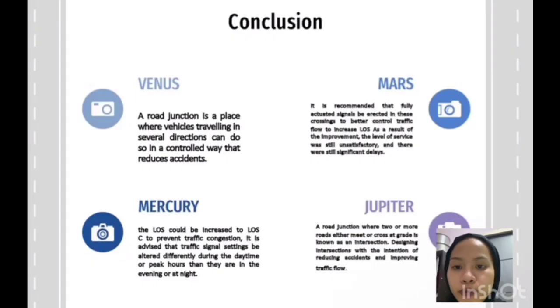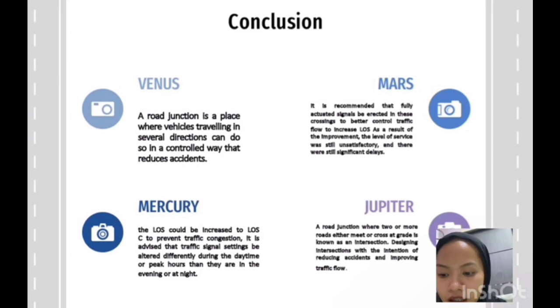Last but not least, for our conclusion, first, a road junction is a place where vehicles traveling in several directions can do so in a controlled way that reduces accidents. And then it's recommended that a fully actuated signal be erected in this crossing to better control traffic flow and increase LOS. As a result of the improvement, the level of service was still unsatisfactory and there were significant delays.